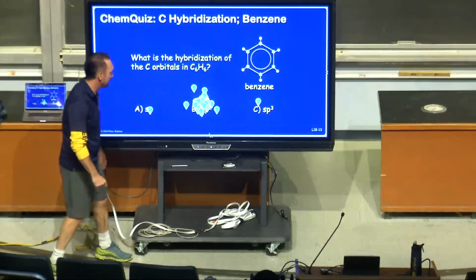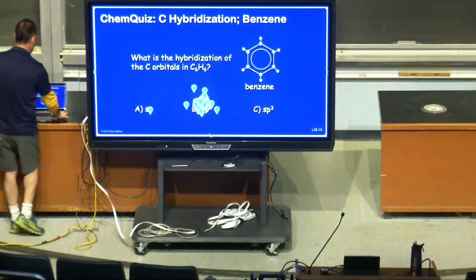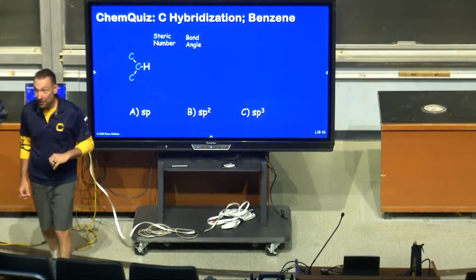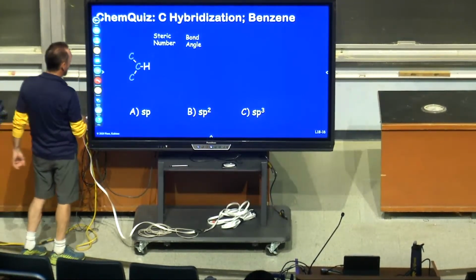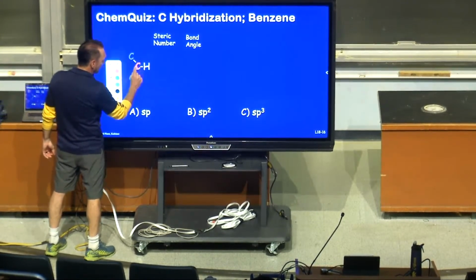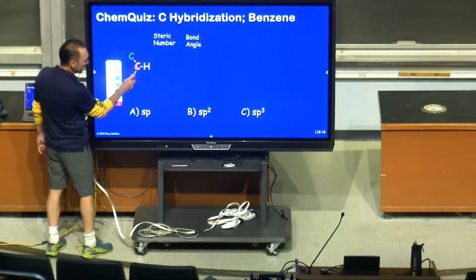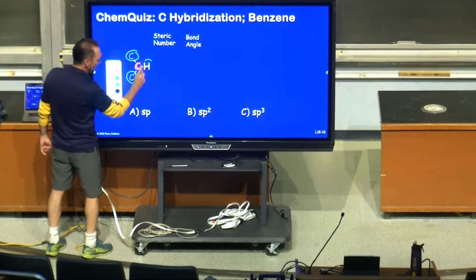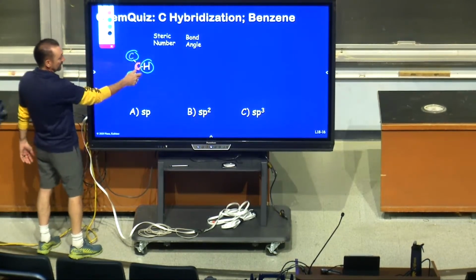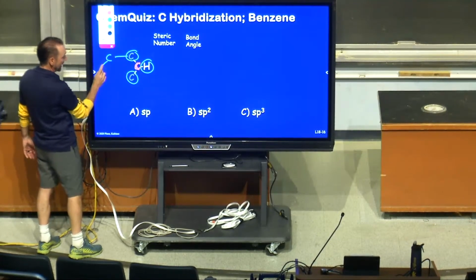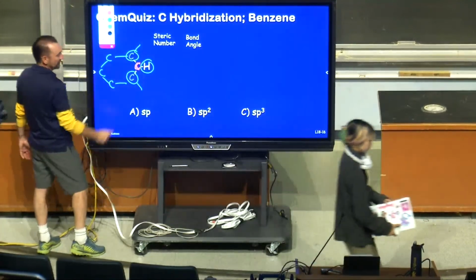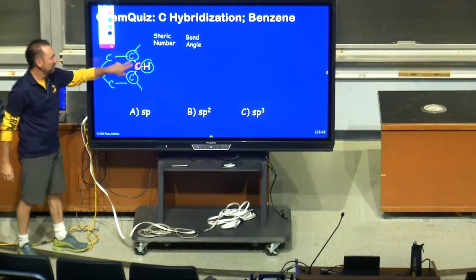SP2, incredibly popular. I agree with the SP2s. Why is that? You have to look at the carbon and say, what does the carbon have to accommodate? So highlight this carbon here. That's the one that we're interested in, what it's doing. And it has to accommodate 1, 2, 3 things. And all the carbons are the same. All of the carbons have to accommodate 3 things. It just continues around the chain. Every carbon looks the same. Every carbon has to accommodate 3 things.